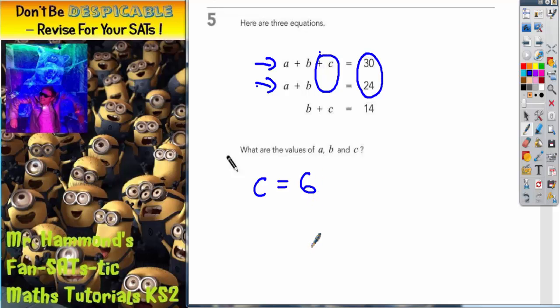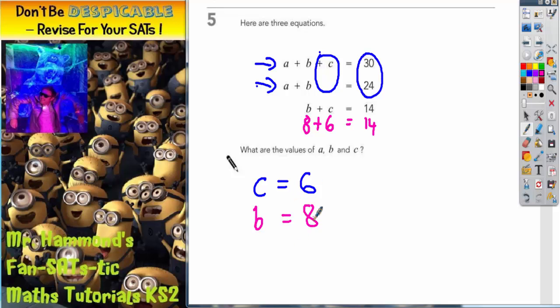Once you know that c is 6, we can then use the bottom statement. If c is 6, then this is like saying b plus 6 equals 14. What has b got to be so that when you add 6 onto it, it is 14? Well, b would have to be 8 because 8 plus 6 does equal 14. So b would have to be 8. So already we've got 2 of the values.